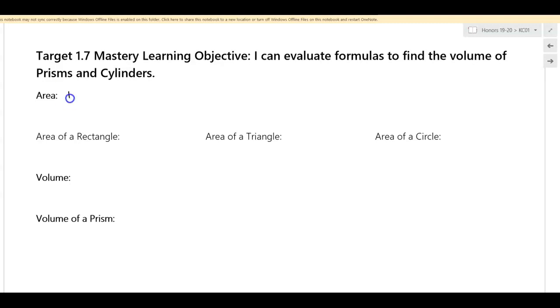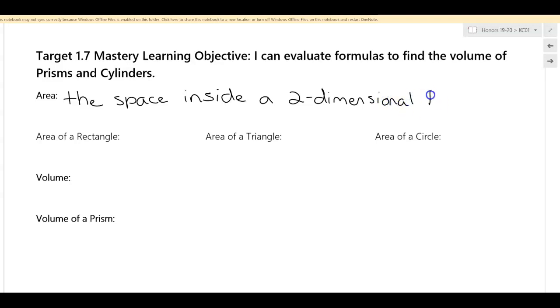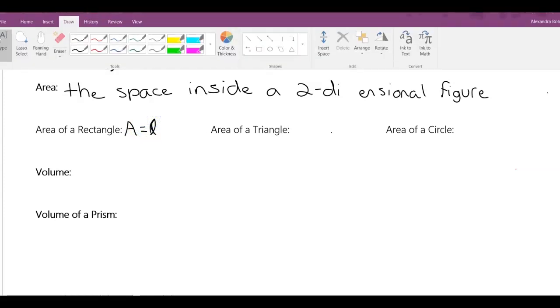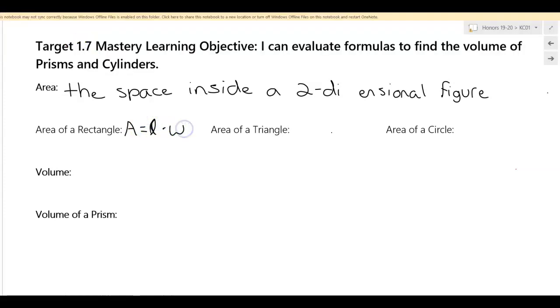So again, area is the space inside a two-dimensional figure. The area of a rectangle is area equals length times width. Alright, so hopefully we already know that about a rectangle.